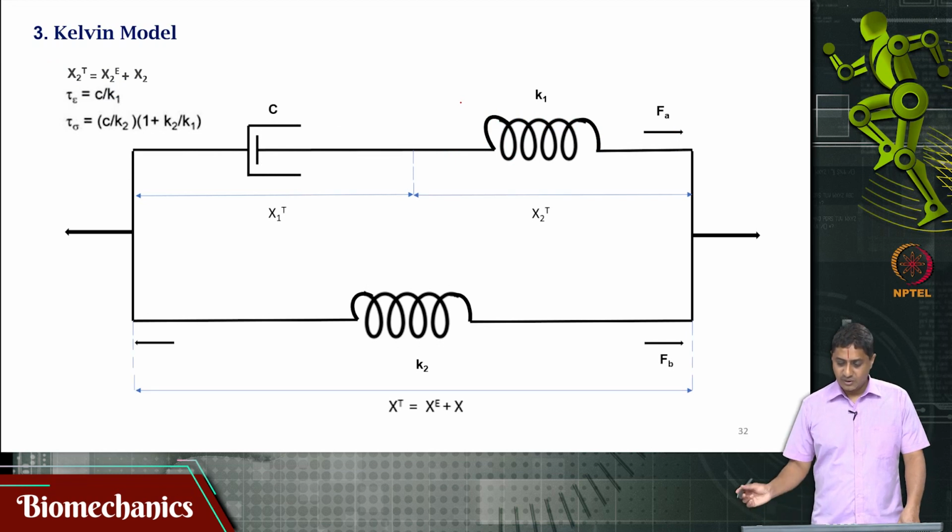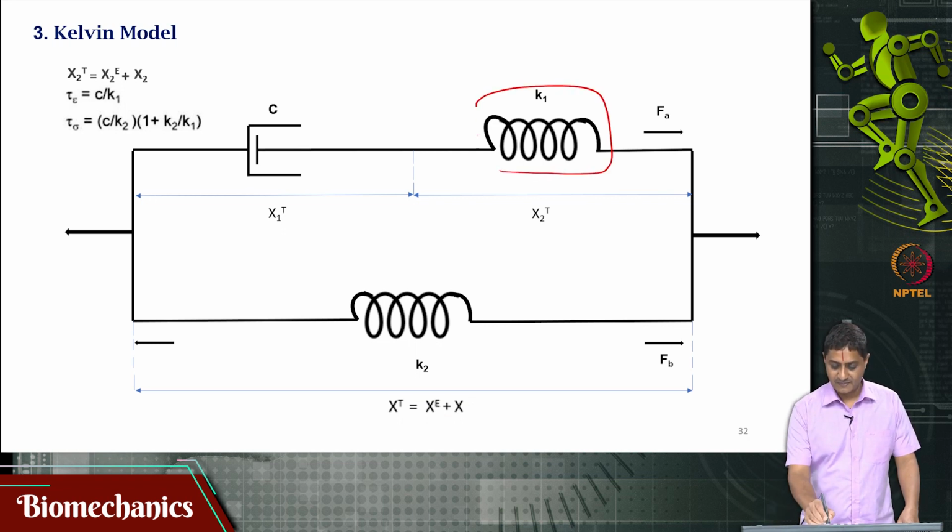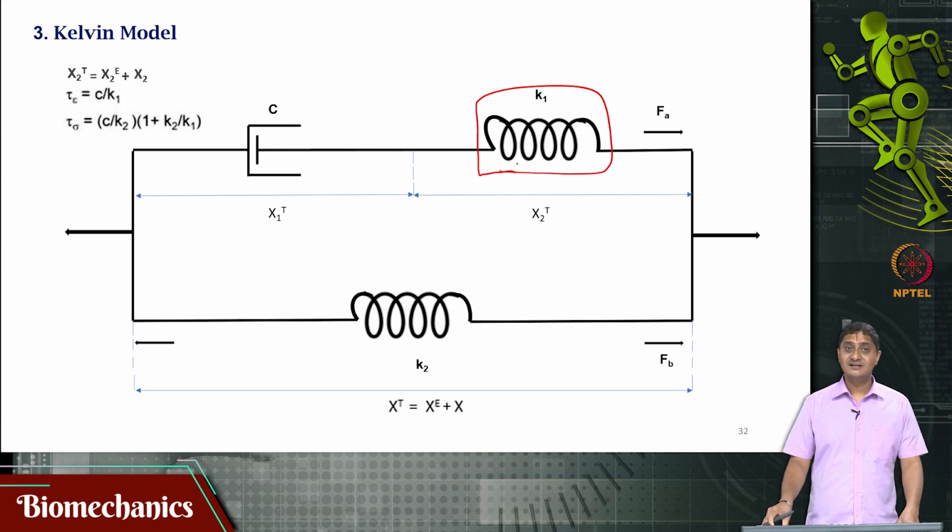Now, what is the Kelvin model? The Kelvin model essentially incorporates both the Maxwell and the Voigt model, or it is a combination of Maxwell and Voigt model. So, there are two springs. One spring is the series spring. Throughout this lecture, I am going to call that spring the series spring, and it has the spring constant K1.